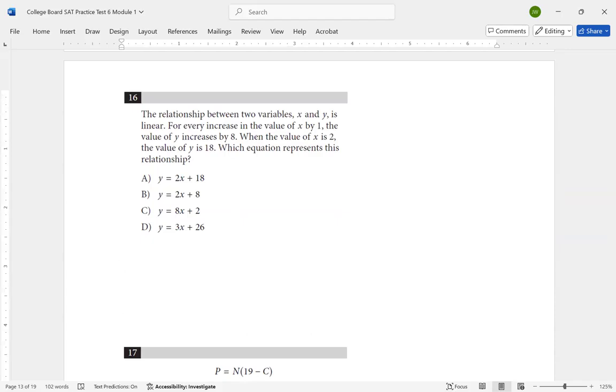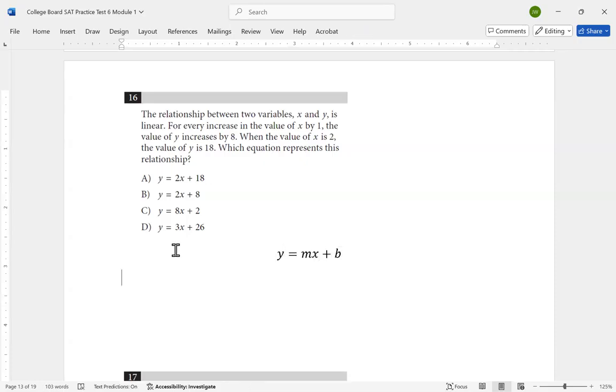Question 16. The relationship between two variables, x and y, is linear. For every increase in the value of x by 1, the value of y increases by 8. When the value of x is 2, the value of y is 18. Which equation represents this relationship? Now, the nice thing is all of these equations are in slope-intercept form. Y equals mx plus b. And the slope there, m, is always change in y divided by change in x.